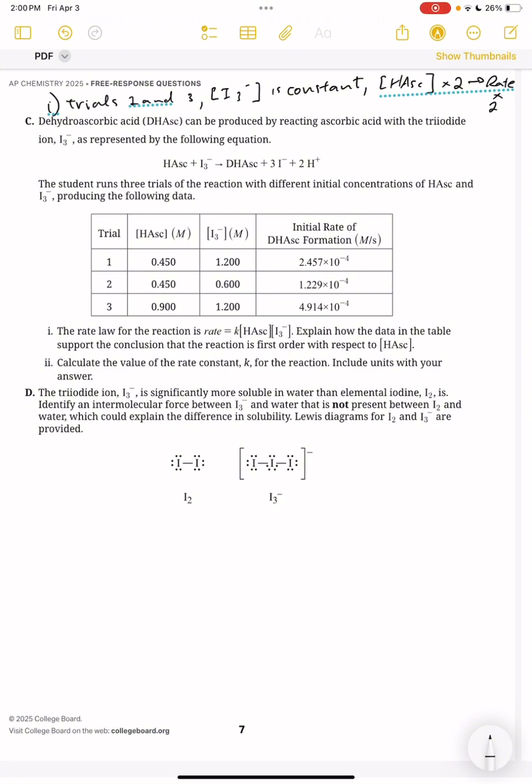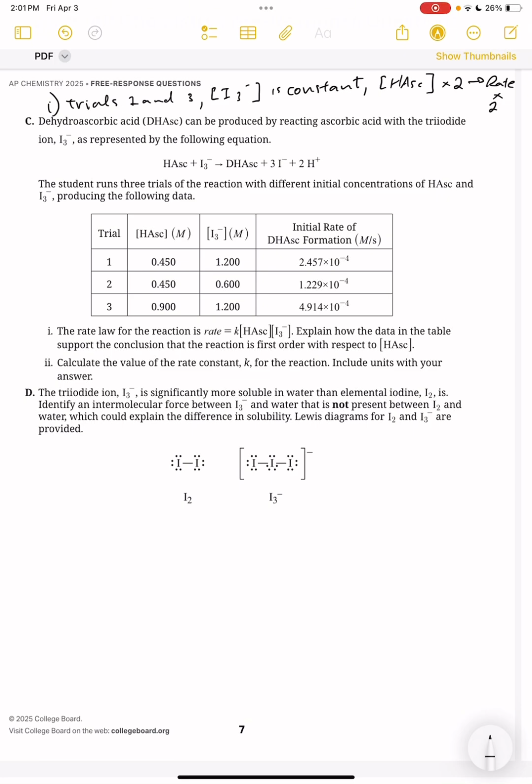If you want to explain it using more elaborate language, which you probably should, you can say that when you're comparing trials 1 and 3, the rate doubles when the concentration of ascorbic acid is doubled, while the triiodide ion concentration is constant. This indicates that the reaction is first order with respect to ascorbic acid. Something along those lines. Calculate the value of rate constant k for the reaction, including units in your answer.